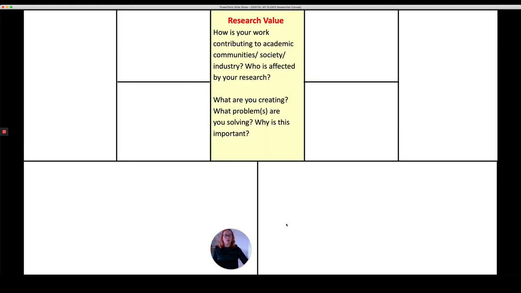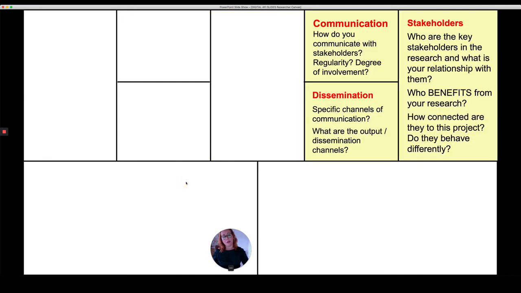So, how is your work contributing to academic communities, to society, to industry? Who is affected by your research? What is it you're creating, and what problems are you solving? What are the benefits of what you're doing here? Why is it important? Okay, all questions to ask yourself. And again, this is just about what you're doing and why you're doing it. So it's really trying to focus in on the benefits.